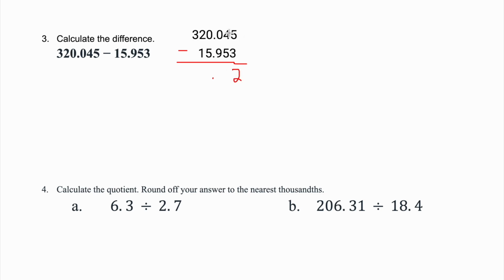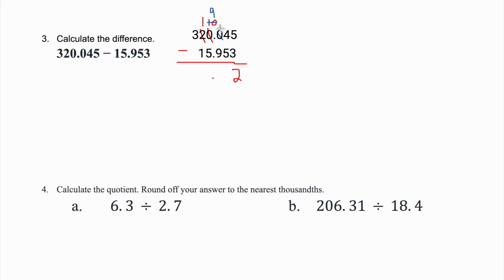5 minus 3 is 2. 4 minus 5 would be negative, so I'm going to borrow. I can't borrow from 0. I can't borrow from 0. Borrow from 2. 2 becomes 1. 0 becomes 10. I'm going to switch colors here so we see this properly. Now this 0 needs to borrow from 10. So 10 becomes 9.